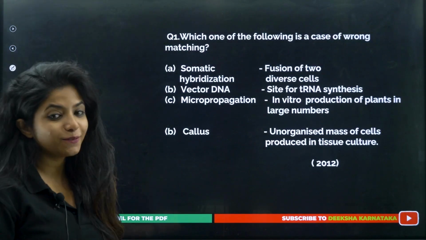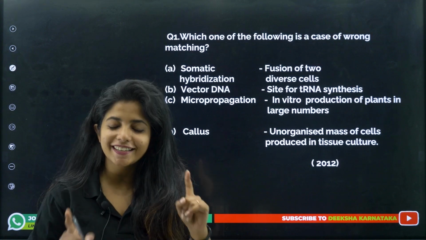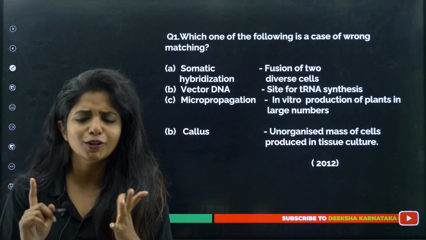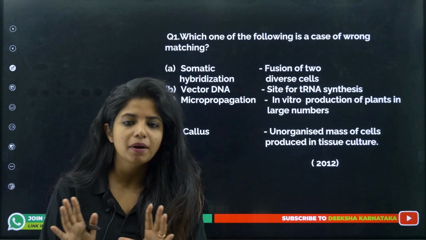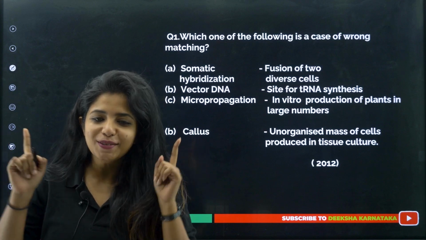And children, please give yourself +4 marks for all the correct answers and -1 for all the wrong answers, because you know NEET marking schemes are like that, and we have to practice it.